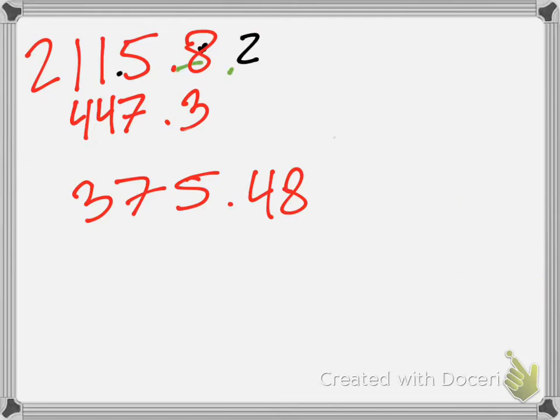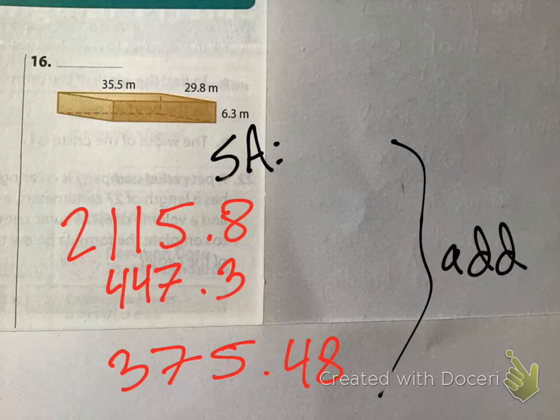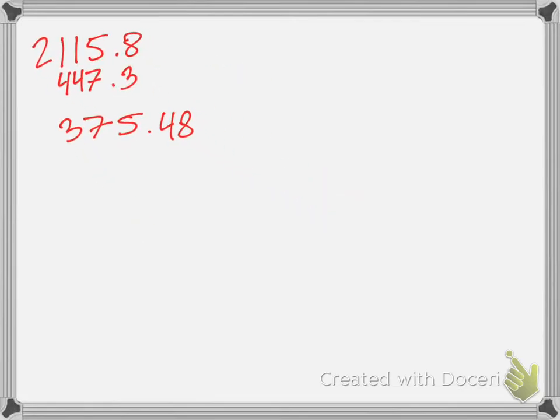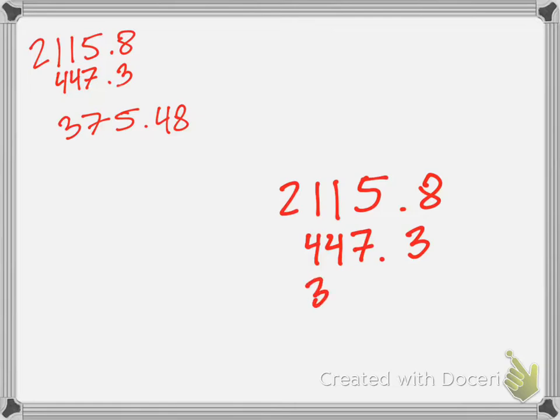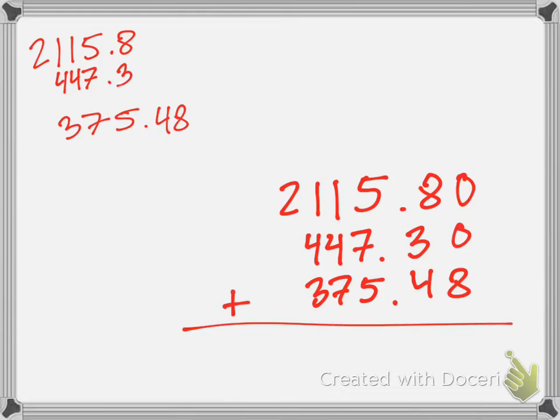I'm going to clear this just so I can see. I'm going to shrink this down just so I can see the numbers I'm working with. So I've got 2,115 and 8/10. I always say 0.8, but I get in trouble for that. 4,47 and 3/10. 375 and 48 hundredths. And I'm just going to give myself some zeros there because it makes it easier to see.